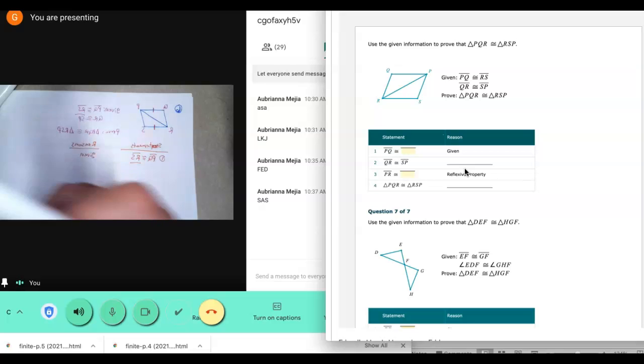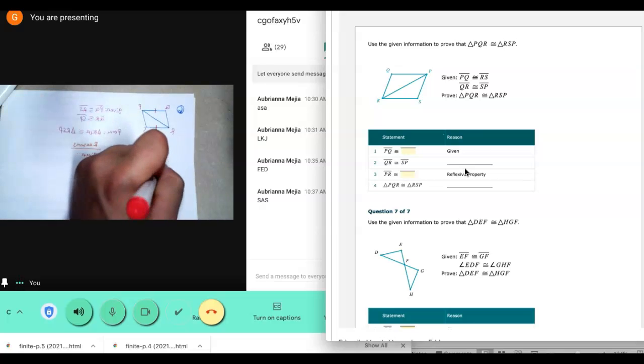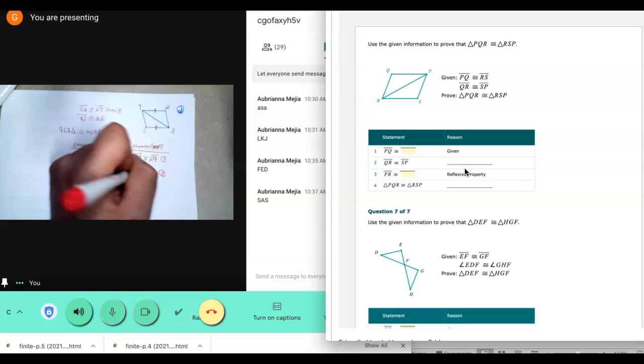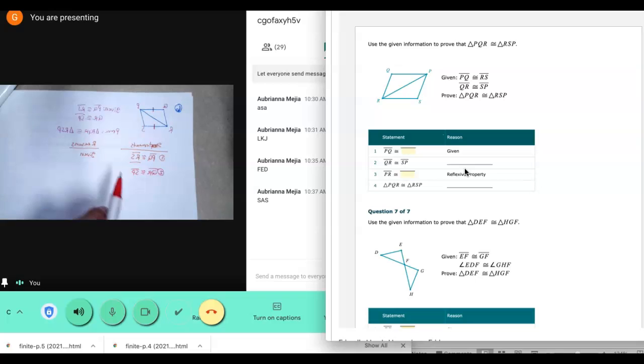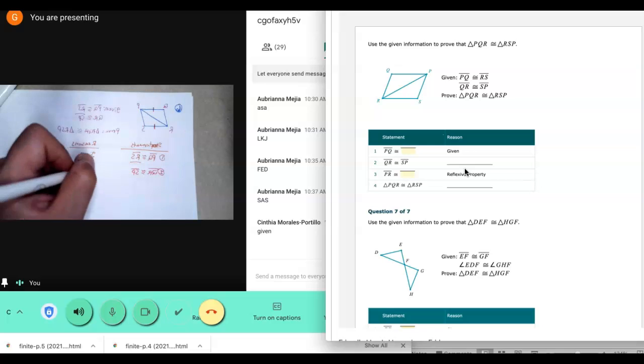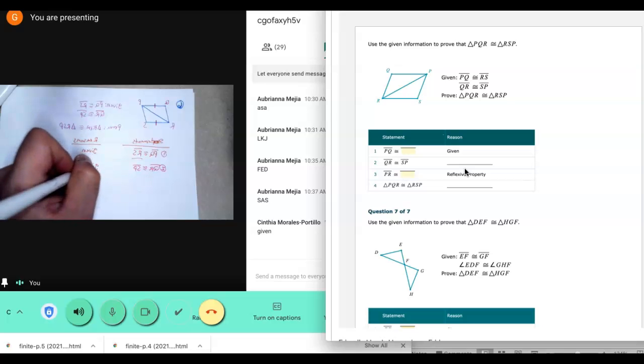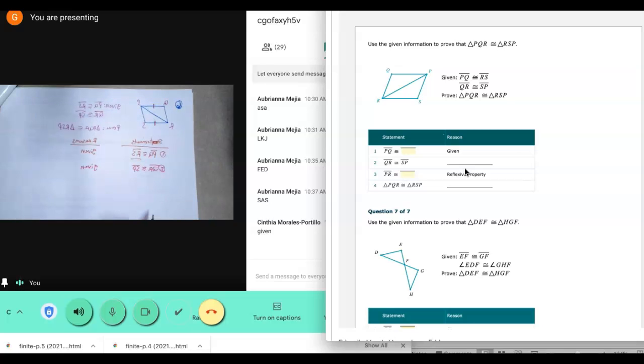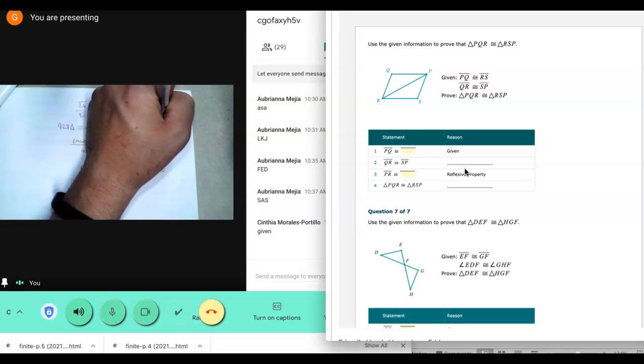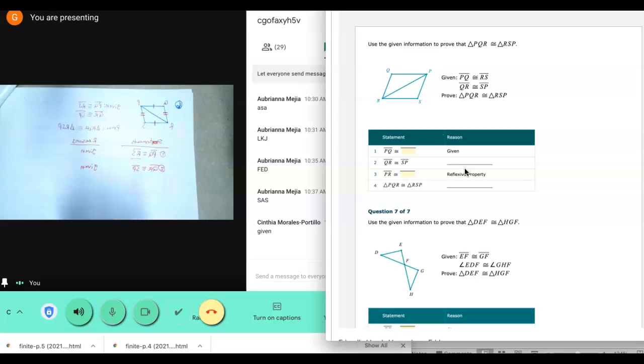Next statement, QR is congruent to SP. And anybody know the reason that that's true? QR is congruent to SP. Oh, good. Cynthia, you got this. Yeah, look at that. It's also given. Right? It's given that QR is congruent to SP, but don't forget to mark it. Put 2 tick marks on QR and SP. Those are congruent. Now let's go to the next one.